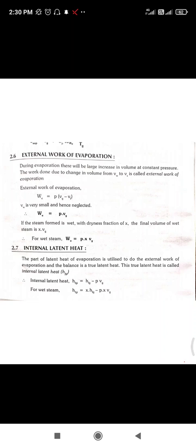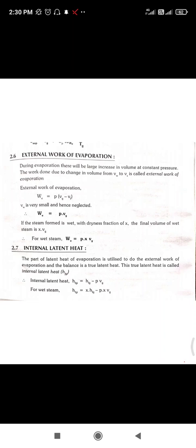We have learned about external work; now we'll learn about the internal latent heat. What is the internal latent heat? The part of the latent heat of evaporation is utilized to do the external work of evaporation, and the balance is the true latent heat. This true latent heat is called internal latent heat, also known as hfgi.